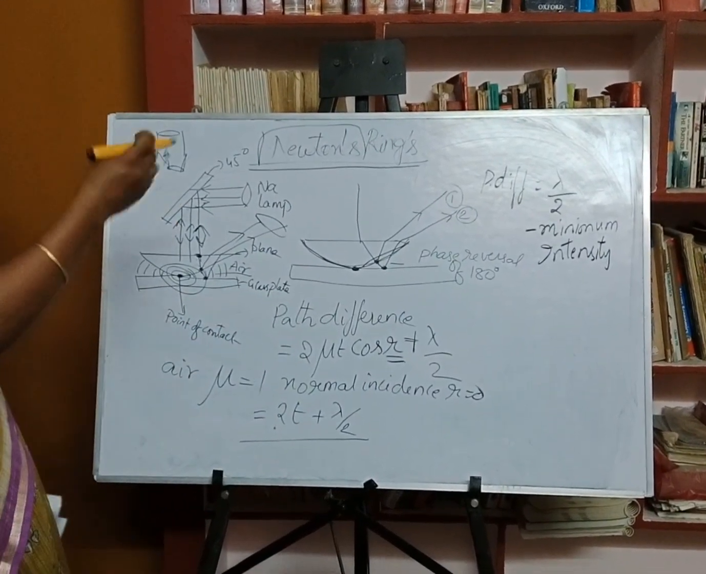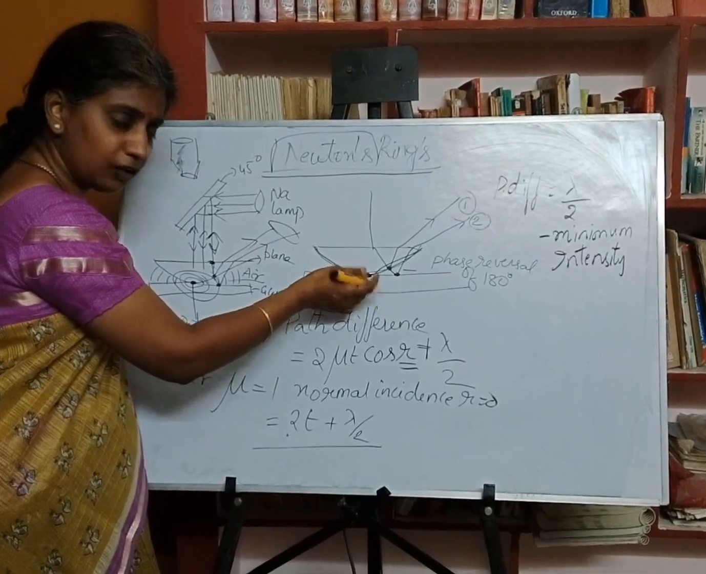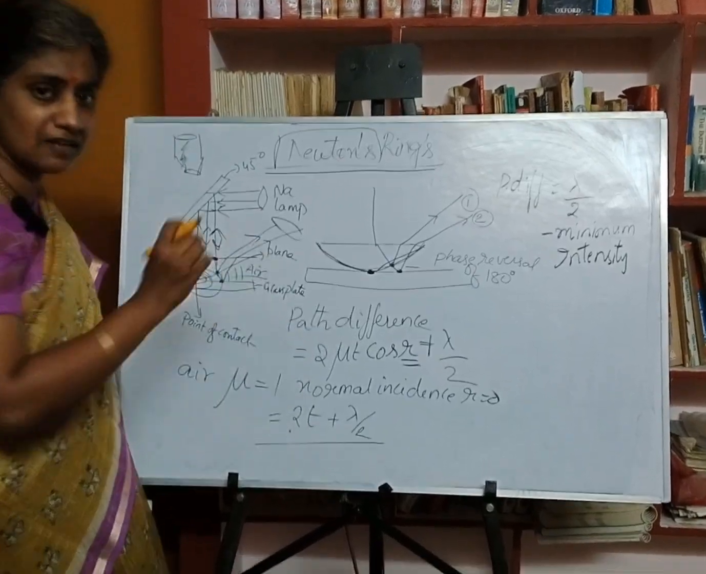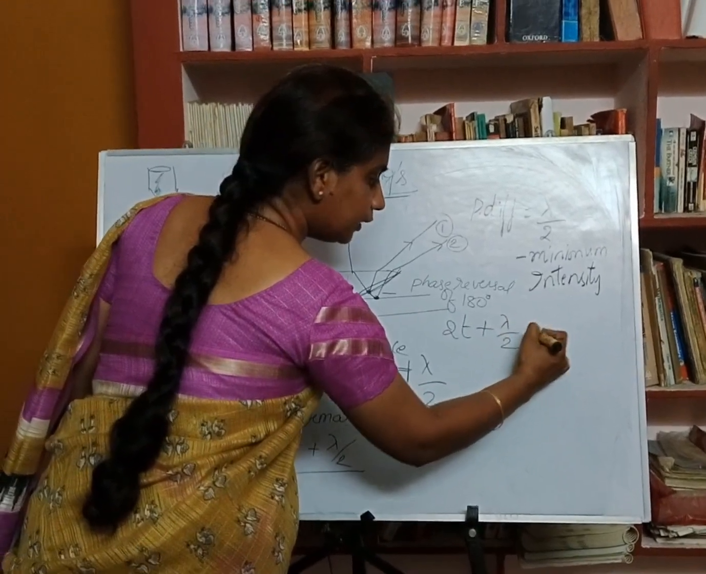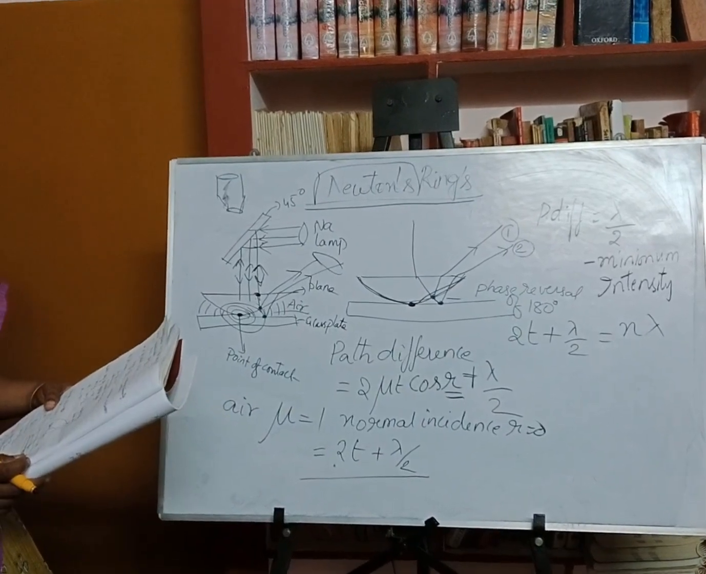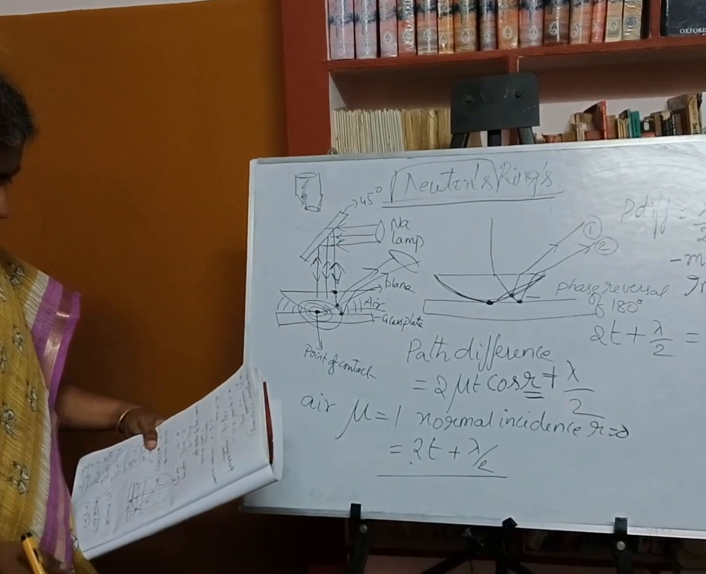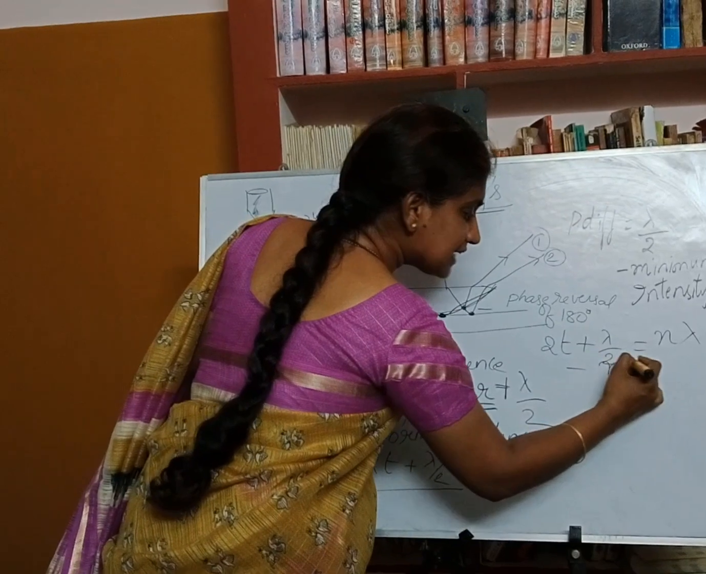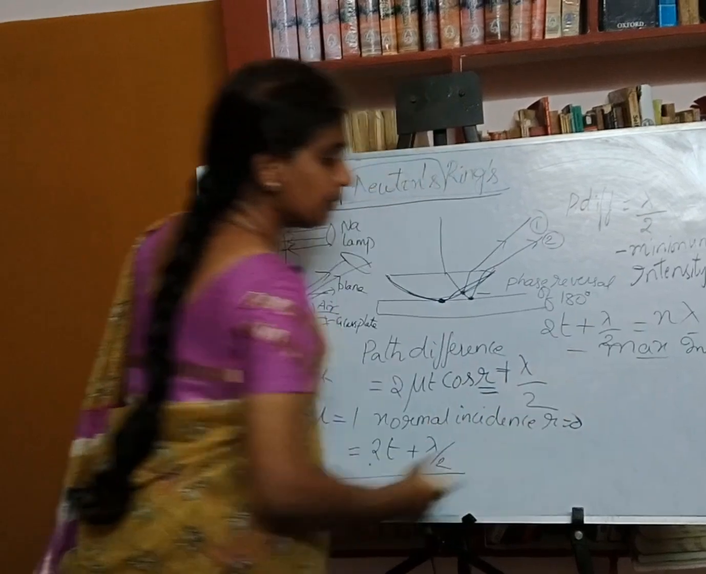The other thing you have to keep in mind is, I got a center dark. After dark I will get a bright one, and again I will get a dark one. So there I cannot have zero thickness, but I will have some thickness. So 2t plus lambda by 2 is equal to n lambda. What is n? n is some integer: 1, 2, 3, 4, 5, 6, etc. When you take this integer, you get a maximum intensity.